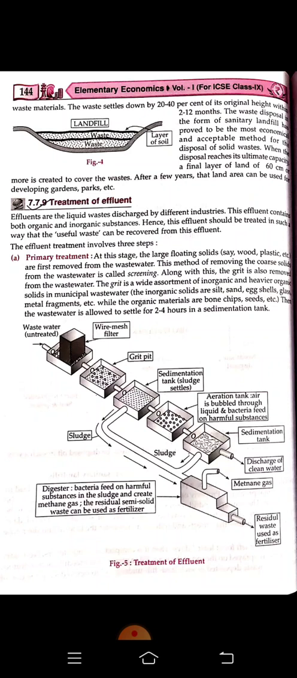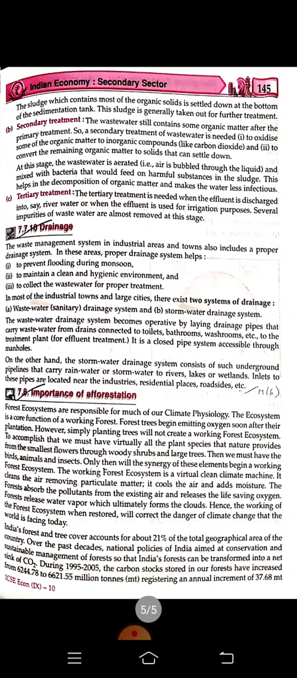On the other hand, the storm water drainage system consists of underground pipelines that carry rainwater or storm water to rivers, lakes, or wetlands. Inlets to these pipes are located near the industries, residential places, roadsides, etc.